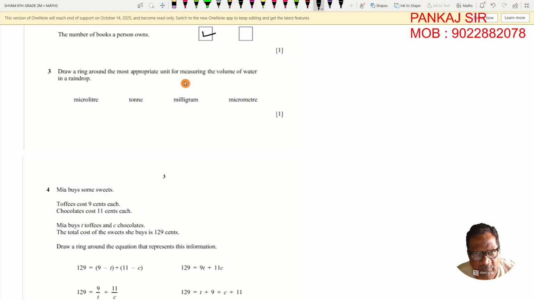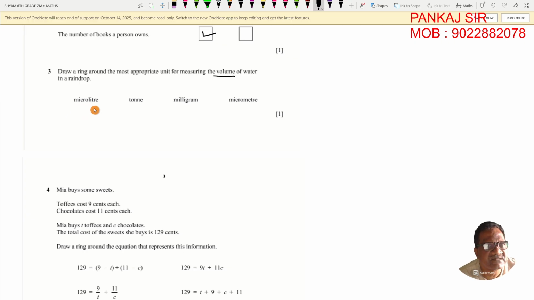So to measure volume, the units used can be what out of this? Now micrometer is a unit for length, and this is not length, this is volume. So micrometer you cannot select. Milligram is the unit for mass, so that is also not selected. Ton is again a unit for mass, so it is not selected.